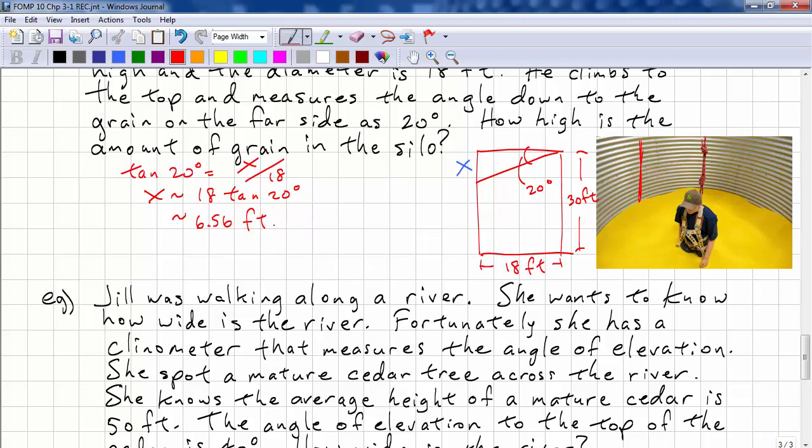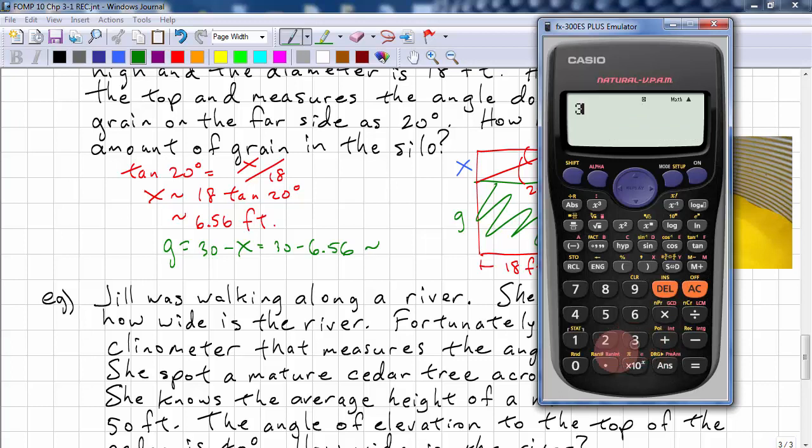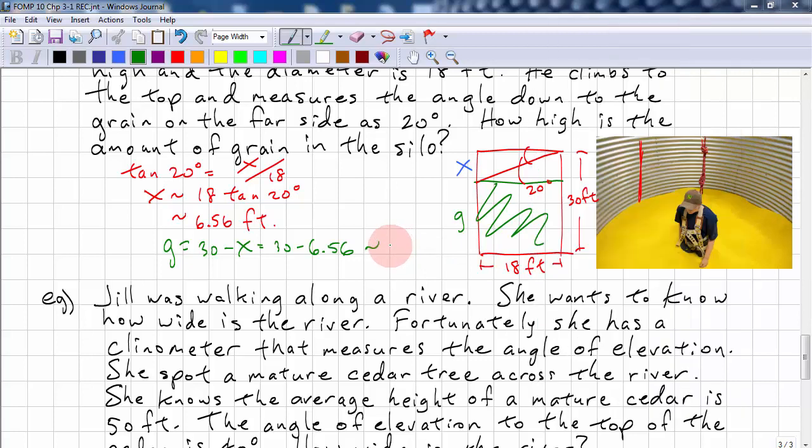However, that's not what we want. The grain is this part. So our grain, let's call it G. G equals 30 feet minus x. That's 30 minus 6.56. And we actually have 23.4 feet of grain.